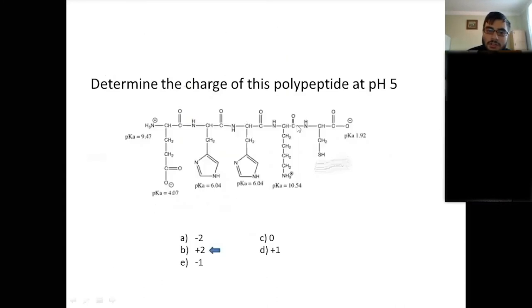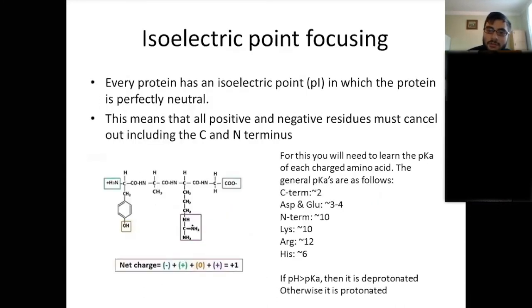Before we continue this question, let me show you quickly. If you want to take a picture, here are the pKa's of all the amino acids. Quickly take a screenshot if you want. Okay, and moving on.